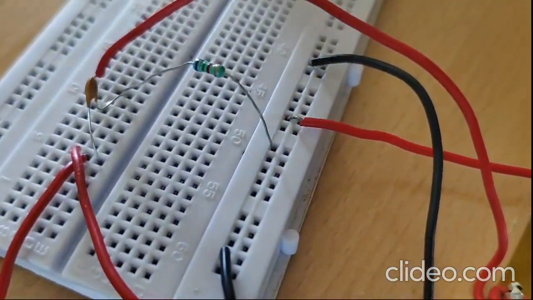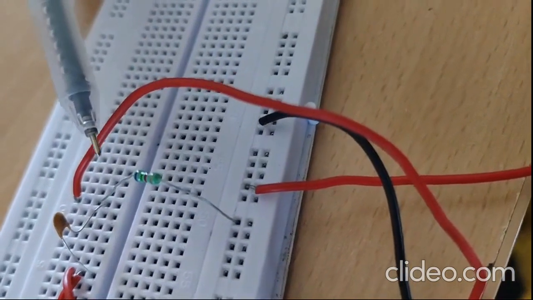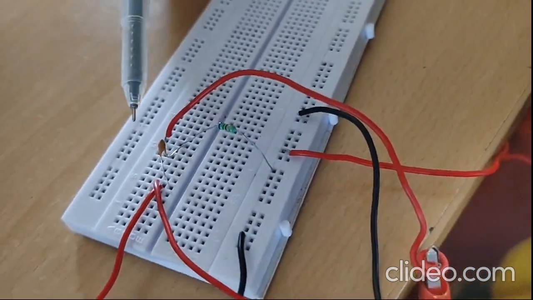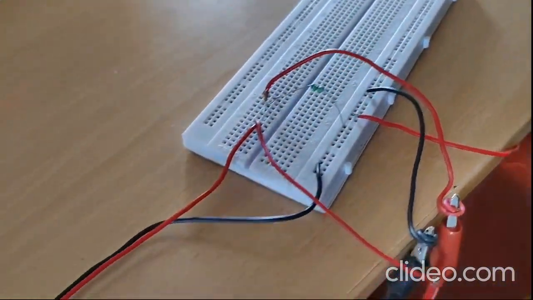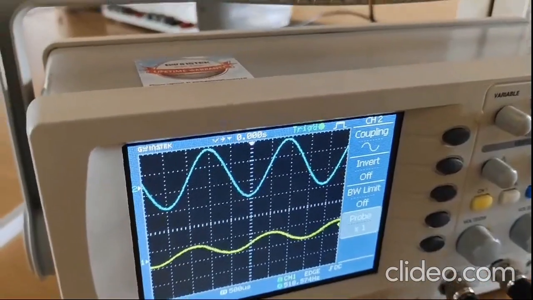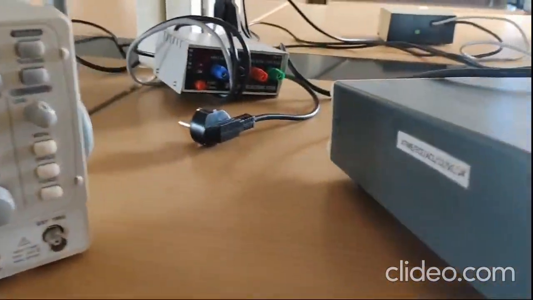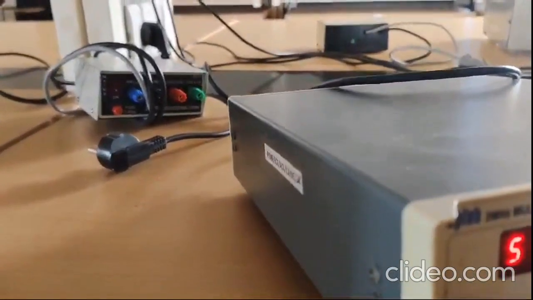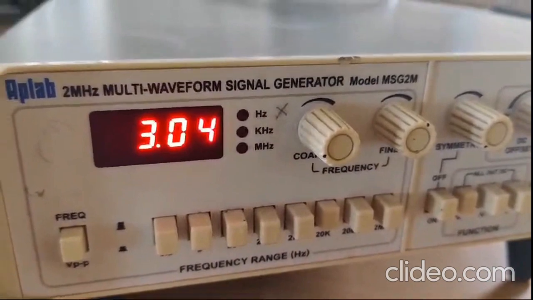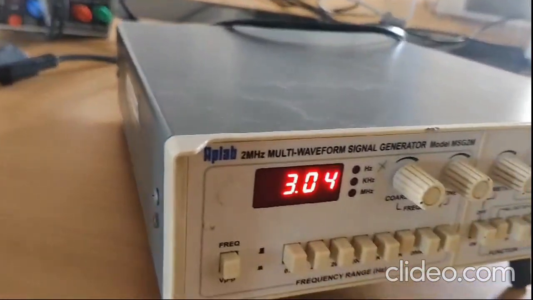So this is the circuit for pre-emphasis. We are using a 7.8 kilo ohm resistor and a 0.01 microfarad capacitor. So here we are getting the output. The blue color line is the input applied. We are applying an input voltage of 3 volts. That is a constant input voltage we are going to keep throughout the variation of frequency.